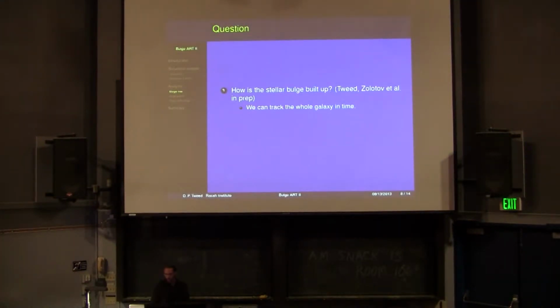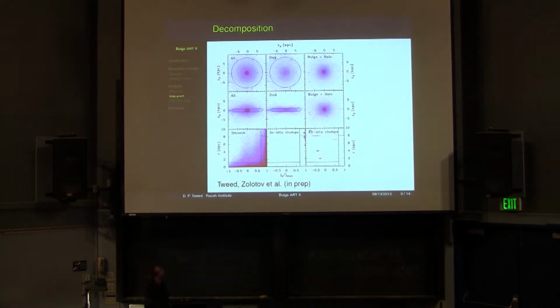Back to the question of this talk: how can we follow the bulge? How is the bulge built? We track the galaxy in time through the merger tree, as I just showed you. Now we need to extract the bulge. So how are we going to do that? Here's a picture of the galaxy: a face-on view of the stellar population, and the same thing edge-on.